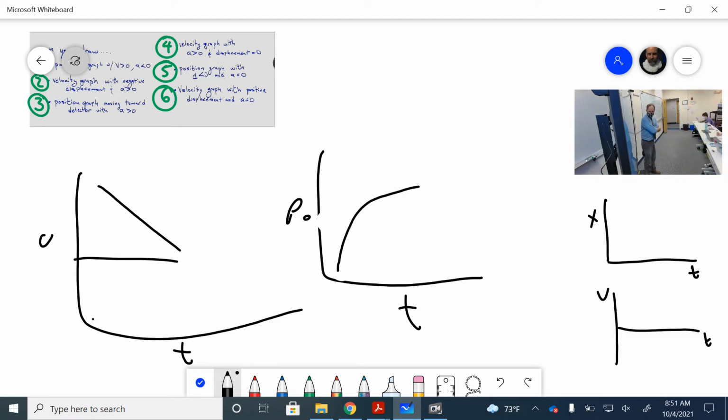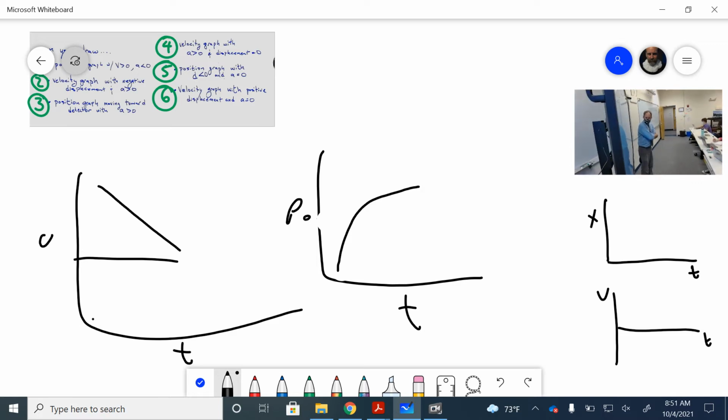Why? That has positive velocity and slope is decreasing. Excellent. Well done, well done. Folks following and thinking here? Sweet.